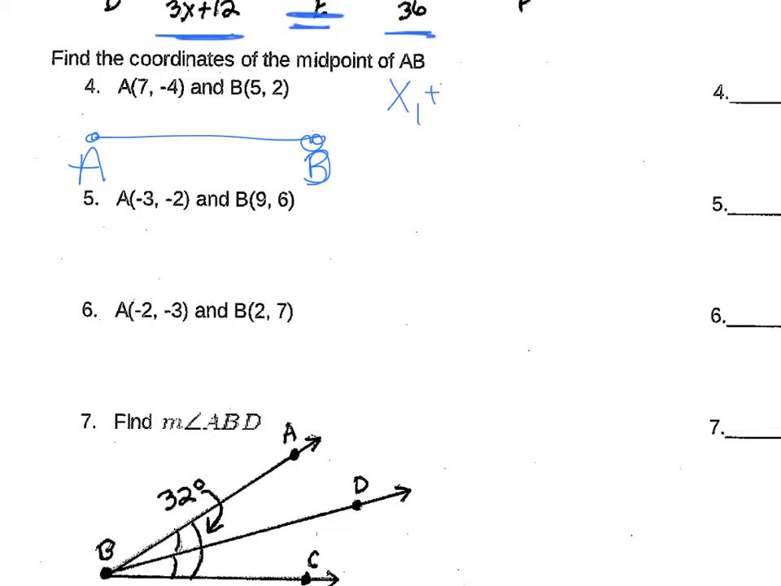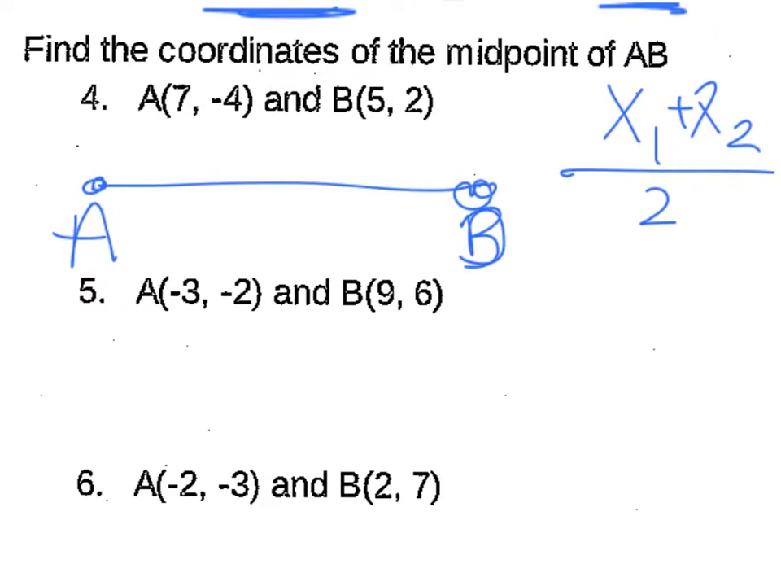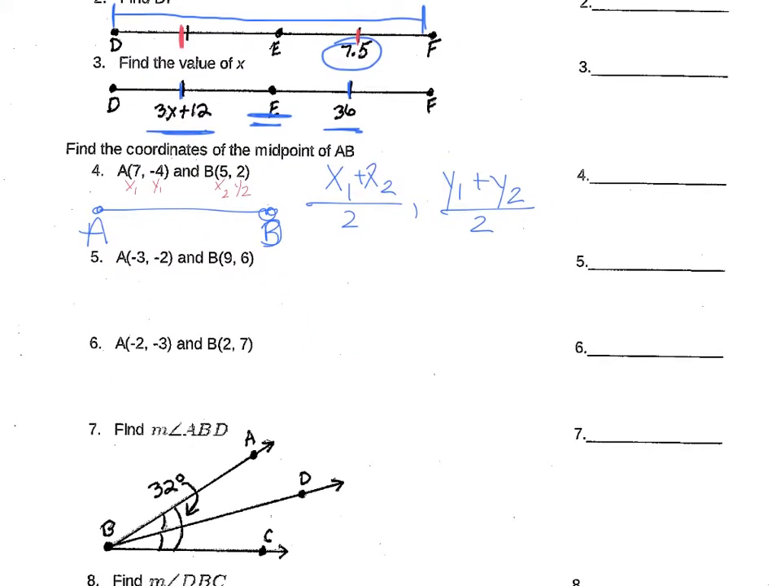Okay? And remember, to find the midpoint, we're going to use this formula. You add the x's and divide by 2, and then you add the y's and divide by 2. Alright? And also remember, it's very helpful to label. This would be x1, that's y1, this would be x2, and this is y2. Okay? So now in your answer, it should be a coordinates. You should have an ordered pair here, an x and a y value. That's what you're doing for numbers 4, 5, and 6.